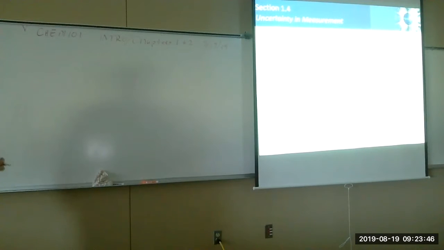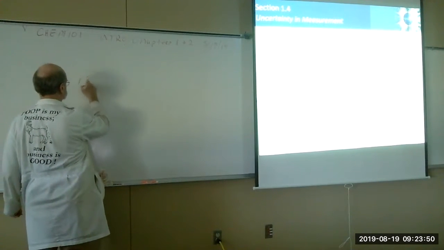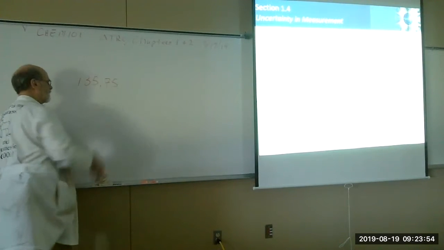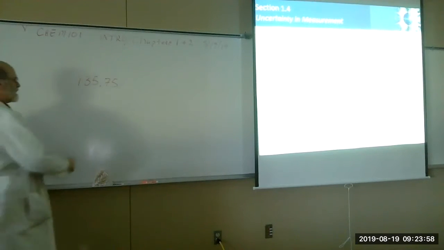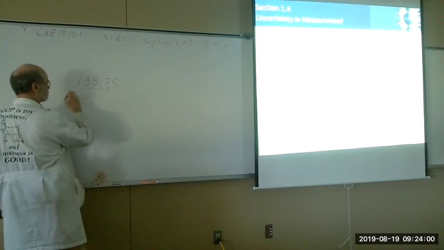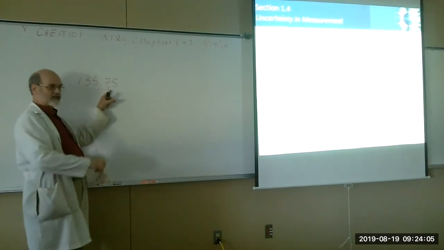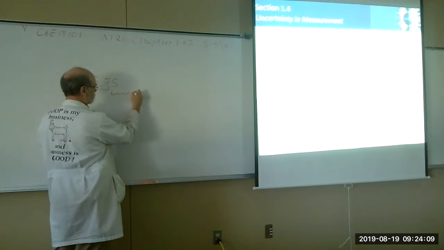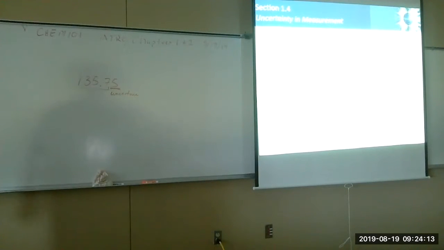So when we record a number, something like that, it's understood among all scientists that these are the certain numbers. You bet your life on those numbers. This last one is the uncertain one. And when you make a measurement, always estimate the last one.